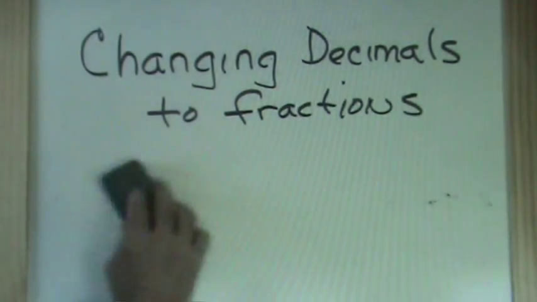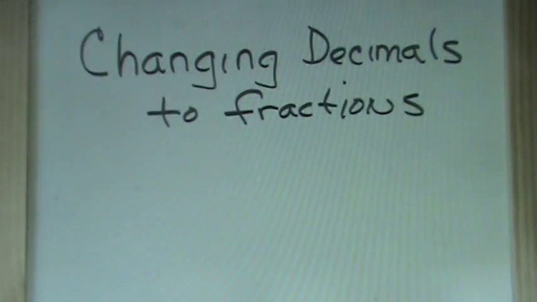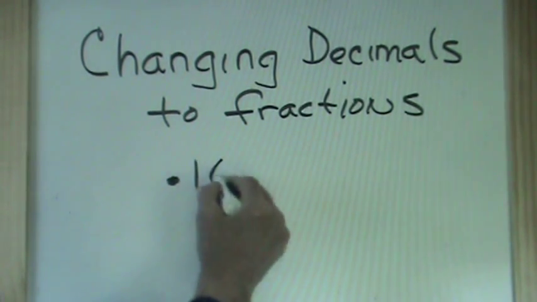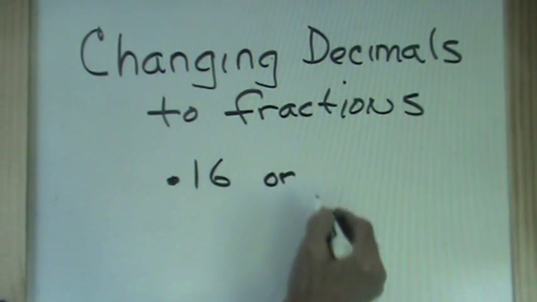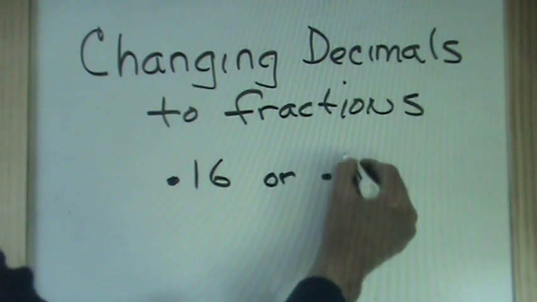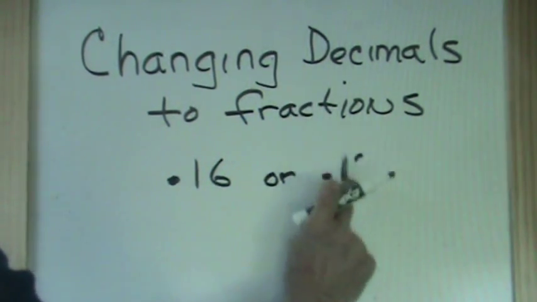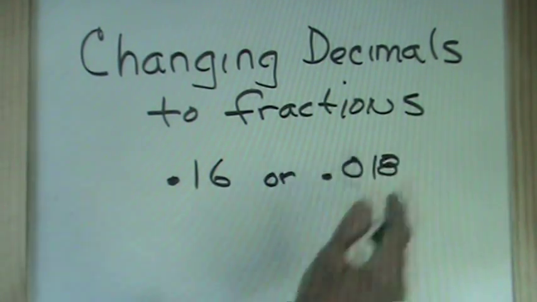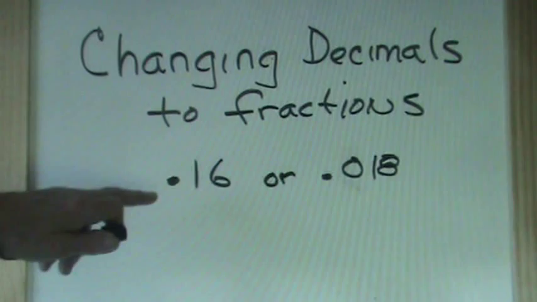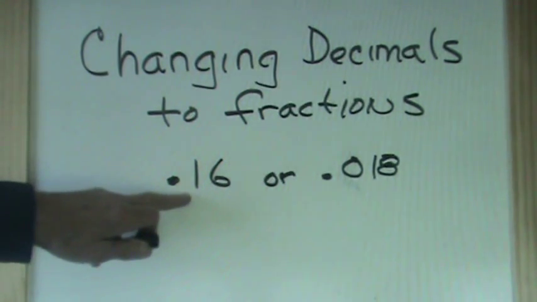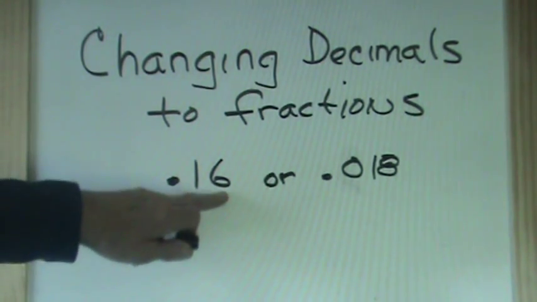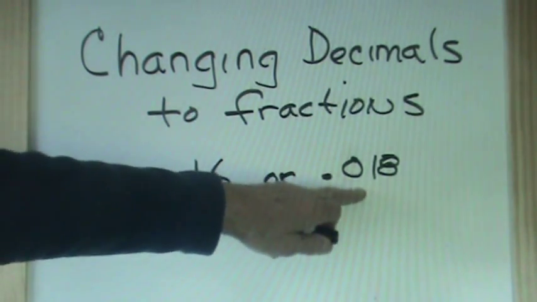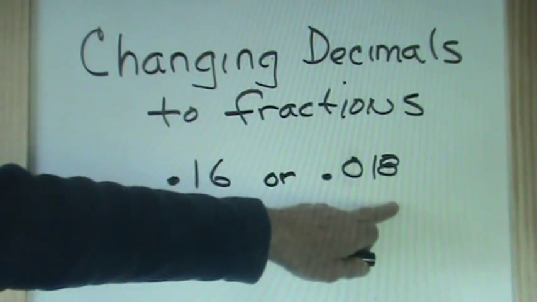And finally, we had gone over how we compare decimals. We said which one of these is larger? Well, we can read this one. We know this is 16 hundredths because this is the hundredths place. And this is 18 thousandths because that's the thousandths place.